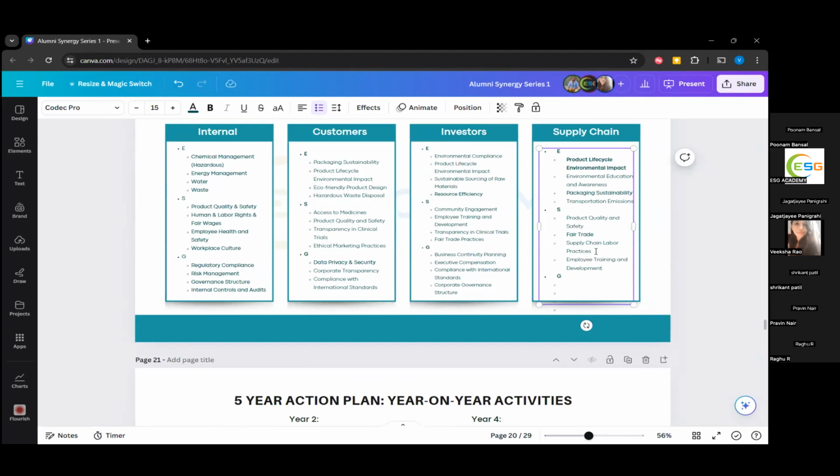But if I think, instead of employee training and development, can I say training and knowledge sharing? Development, maybe knowledge sharing is already added. Knowledge sharing, not added. Innovation, yeah, innovation. In the supply chain, knowledge is not important.